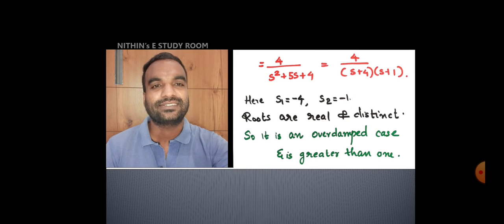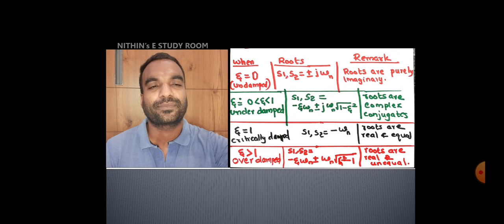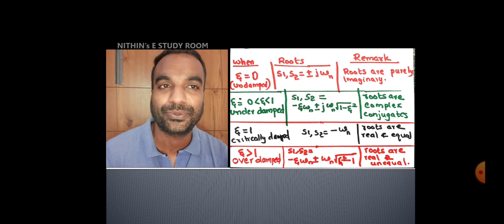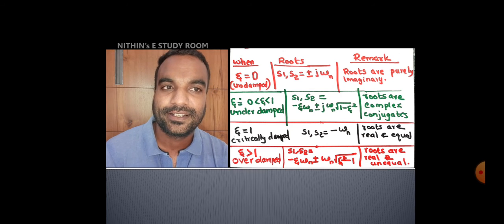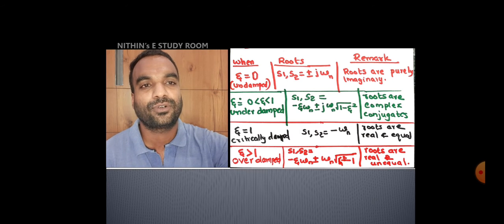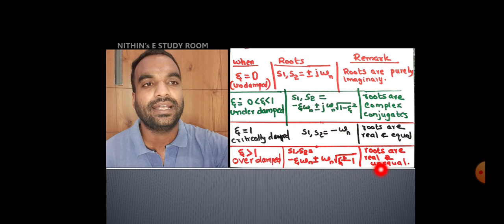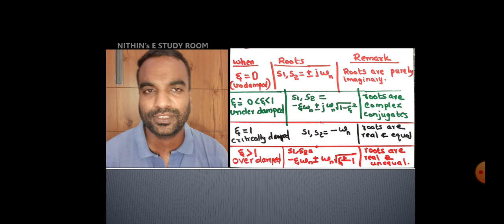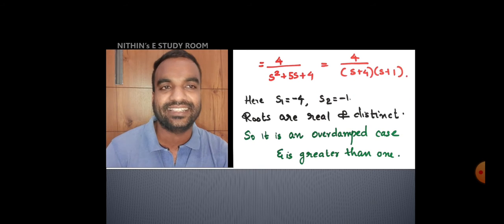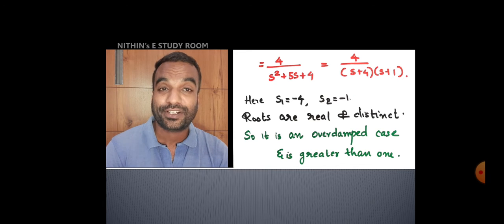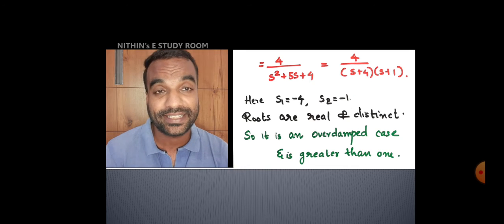Now please revise that condition. I have explained all this in the last two classes. The roots are real and unequal. Yeah, it is the fourth condition, over damped case. Both the roots are real and unequal. So we can write that here. Roots are real and distinct. So it is an over damped case. So eta is greater than 1. Over damped means eta is greater than 1.